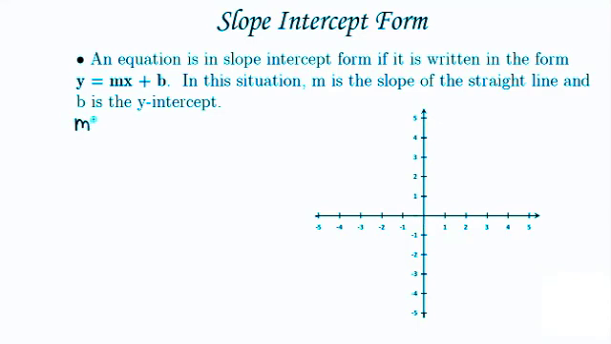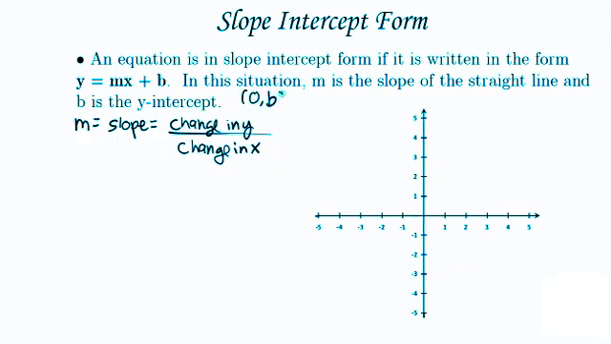So m is the slope, and remember that slope is the change in y divided by the change in x. The y-intercept is the value at which the line intersects with the y-axis. And the points for the y-intercept are given in the form 0, b. This is best understood through an example.